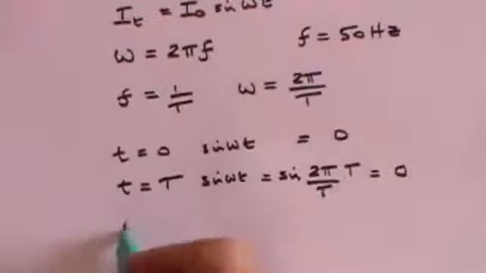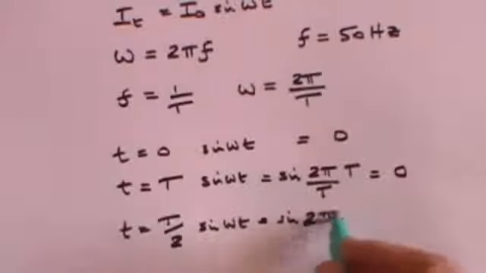What happens when t is T over 2, half the period? Well, the sine of omega t will be the sine of omega, which is 2 pi over capital T, times t, which is T over 2. And that's the sine of, the T's cancel, the 2's cancel, it's the sine of pi. And the sine of pi is also 0.